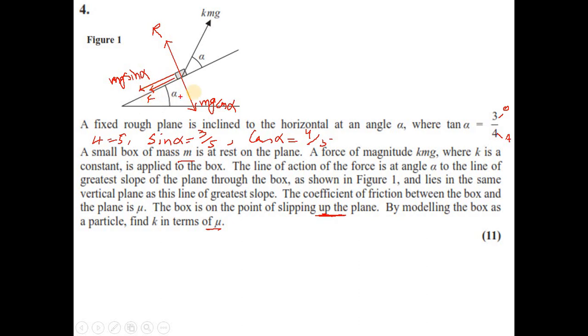F. Moreover, other than these components, we know that kmg is making some angle alpha, so we can resolve kmg into its components parallel and perpendicular to the plane. So you can think so. Let's see.